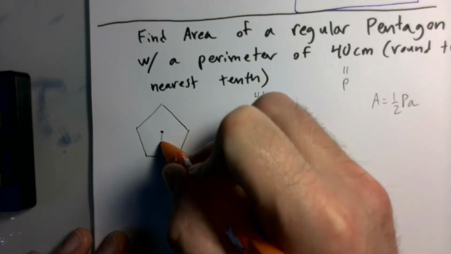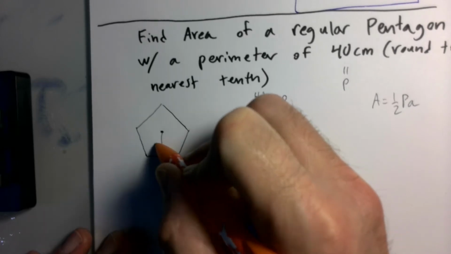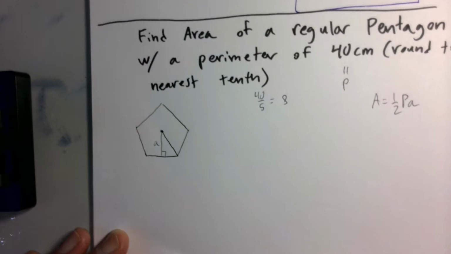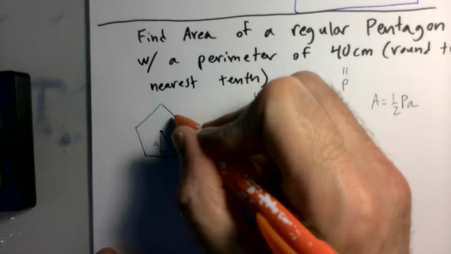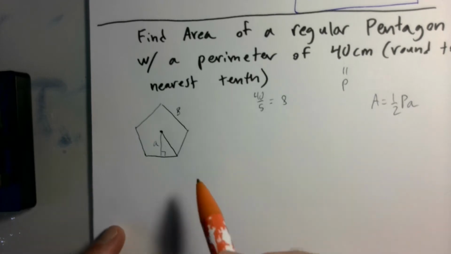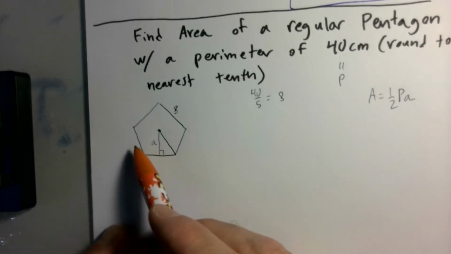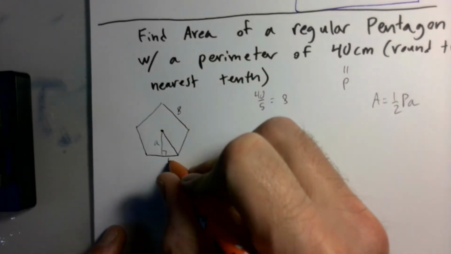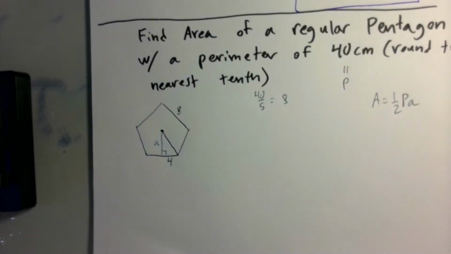So I'm going to draw my apothem. I don't know what it is, so I'll call it little a. And then I'm going to draw my radius. If every side is 8, one thing I failed to mention in the first video is that the apothem also bisects every side of your regular polygon. So if every side is 8, this half is going to be 4. And so we have a right triangle.